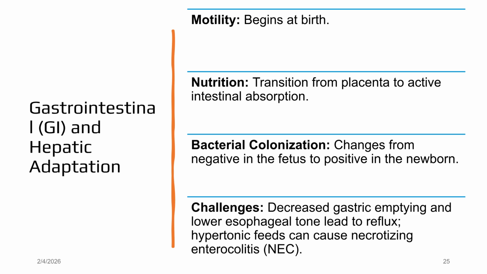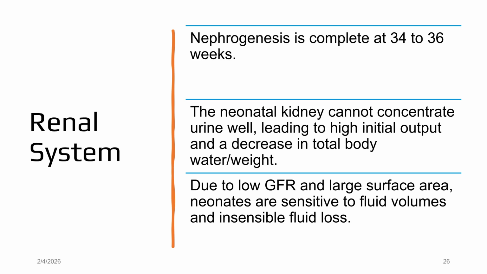Challenges include reflux due to decreased gastric emptying and lower esophageal tone, and the risk of necrotizing enterocolitis from hypertonic feeds. Nephrogenesis completes between 34 and 36 weeks. The neonatal kidney cannot concentrate urine well, leading to high initial output and a decrease in total body water. Low glomerular filtration rate makes neonates sensitive to fluid volumes and insensible fluid loss.